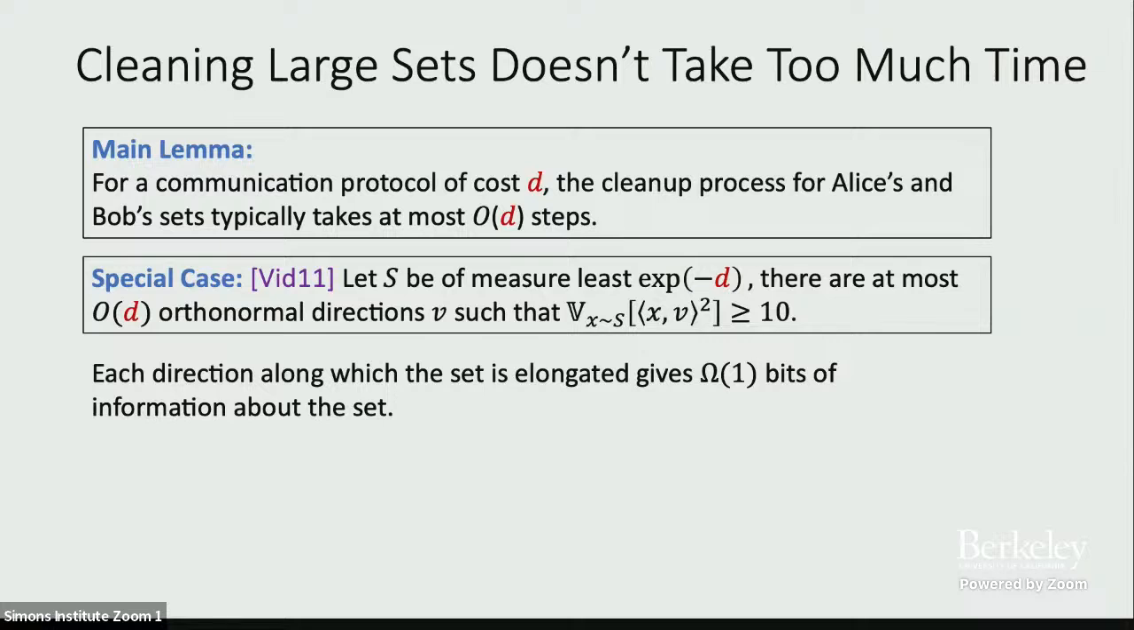This can be proved using some kind of a structure versus pseudorandomness argument or some density increment argument. The point is that every time your set is elongated in some direction, that direction gives you at least one bit of information about that set. So when you slice up the set along the direction and you take a random slice, the relative density of the set goes up. It at least doubles at each step. And since the original measure of the set is 2 to the minus d, you cannot do this doubling more than d times. So that's the idea behind this lemma.